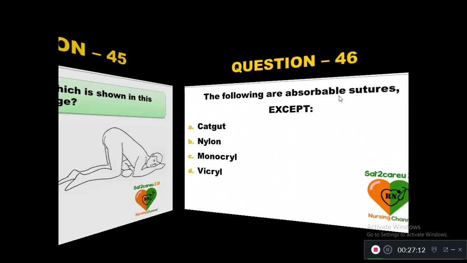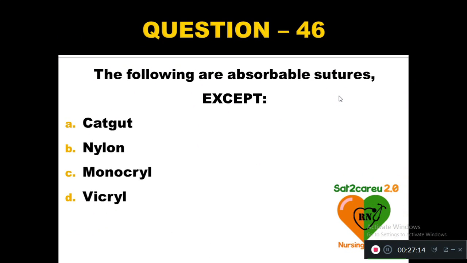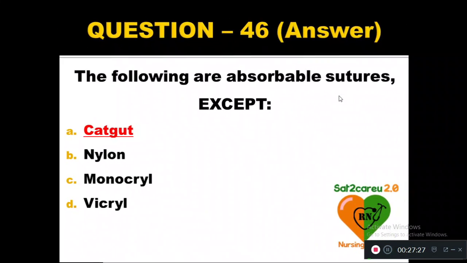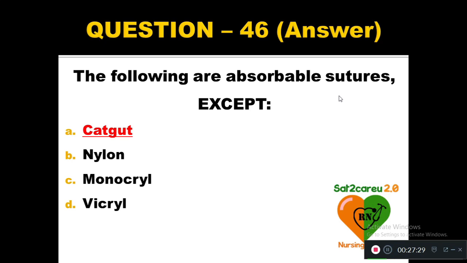Question number 46. The following are absorbable sutures except option A, catgut. B, nylon. C, Monocryl. D, Vicryl. The right answer is nylon. Except nylon sutures, all are absorbable sutures.